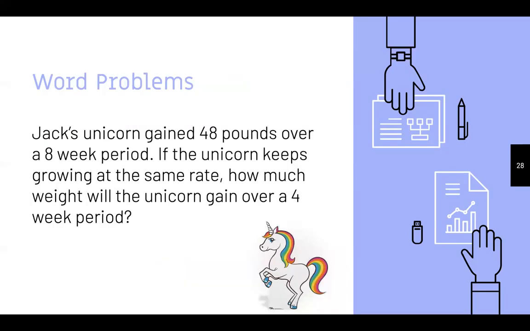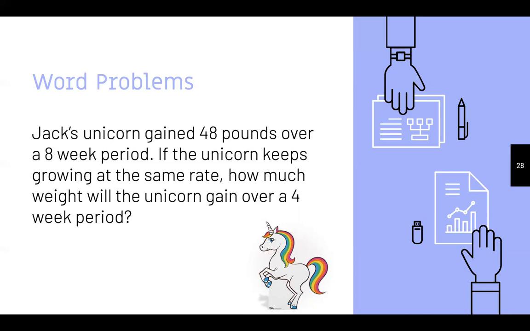So let's try now. Jack's unicorn gained 48 pounds over an 8-week period. Right, and let's just say that obviously unicorns are imaginary, but let's say we had like a horse or a dog, right, your pet, a fish, a cat, whatever, and you saw it grow over this period of time, and you want to know how much it would grow in how many years if it kept growing at the same rate. Well, this is where it comes in. You can see how big your pet will be, or you can see how big it was when it was a puppy, and now how it compares to a dog.